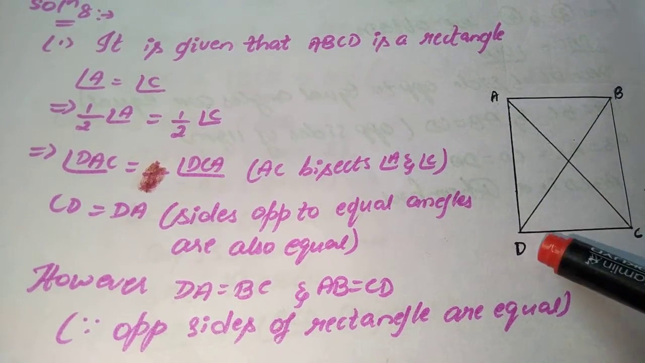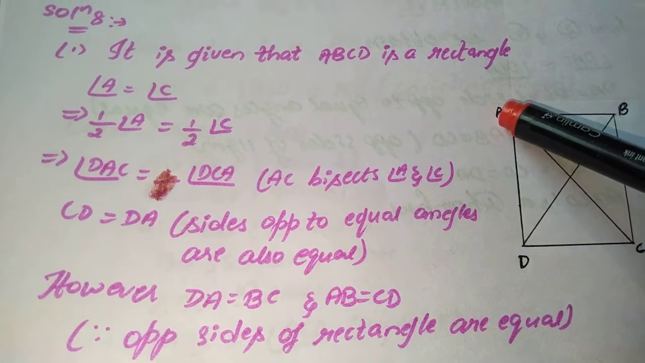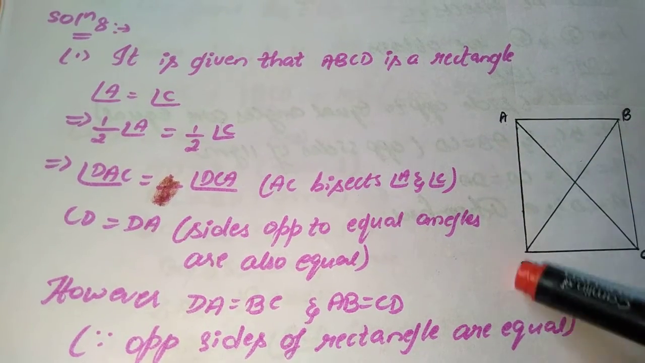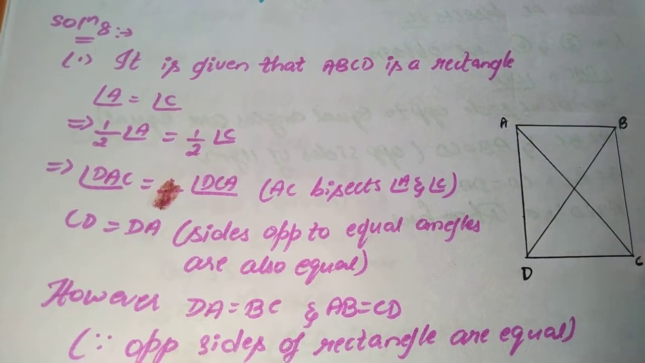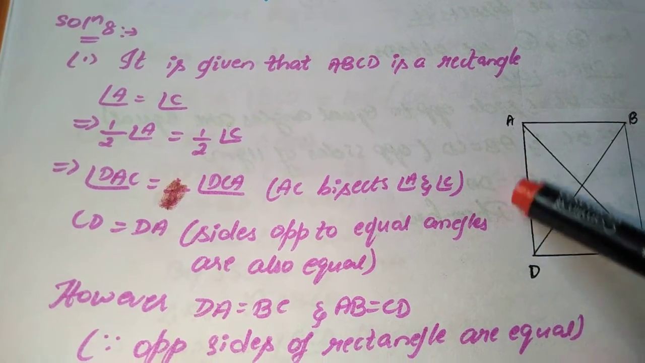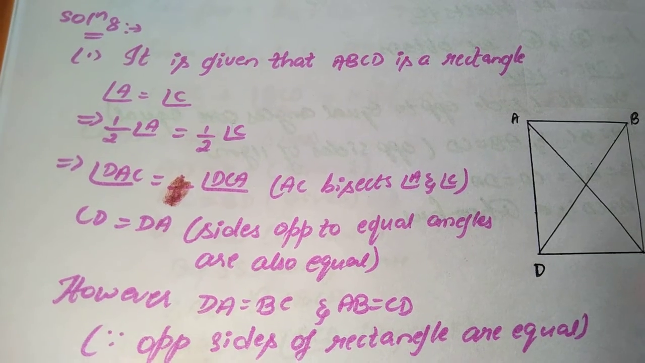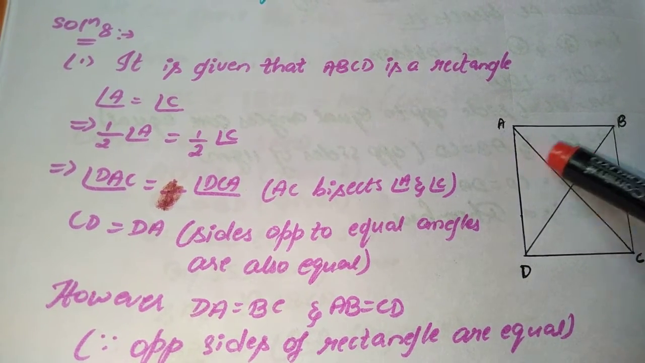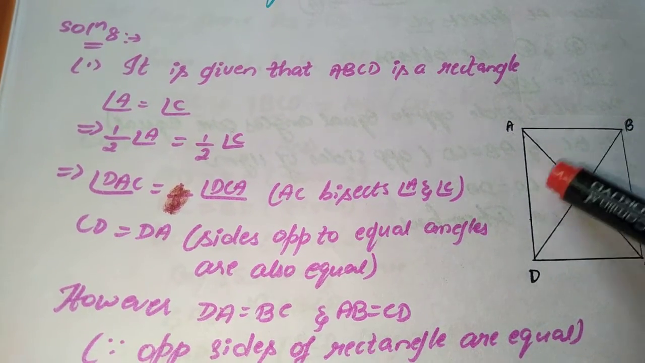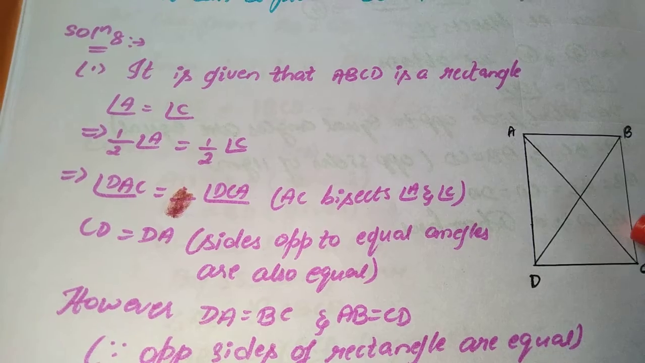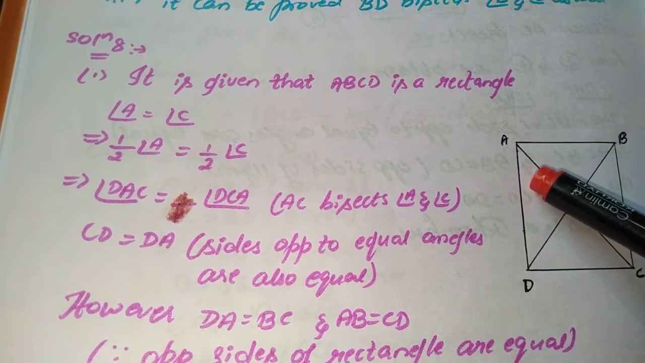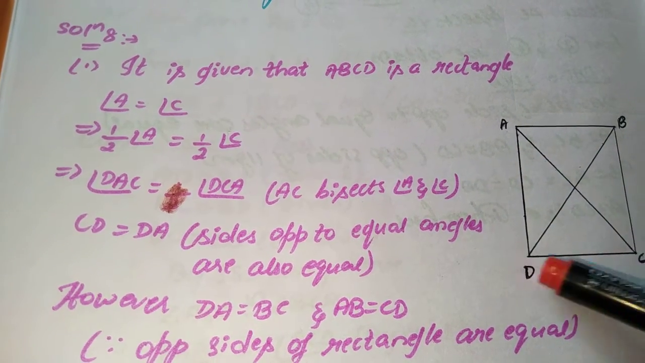DAC is equal to DCA. Okay, children. So the side opposite to DCA is AD and opposite to DAC is DC. As the angles are equal, the sides opposite to them will be equal. Hence AD equal to DC. Similar way, I can prove AB equal to BC. Then, as already the opposite sides of a rectangle are equal, I can directly say that AB equal to BC equal to CD equal to DA. Hence, the given rectangle becomes a square.